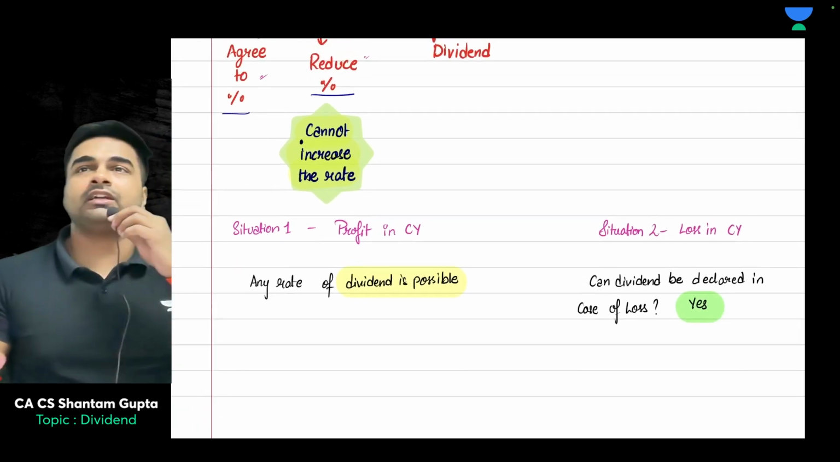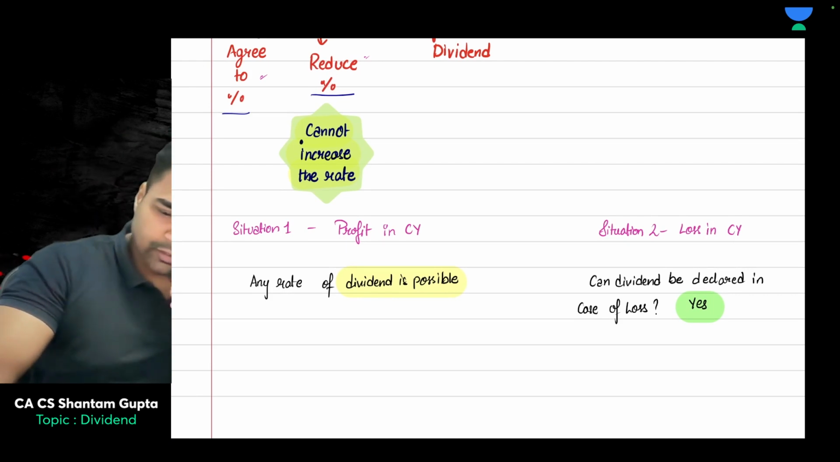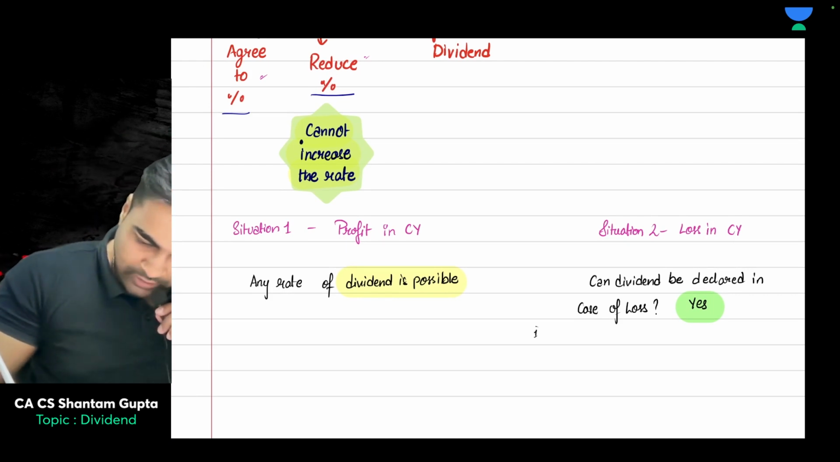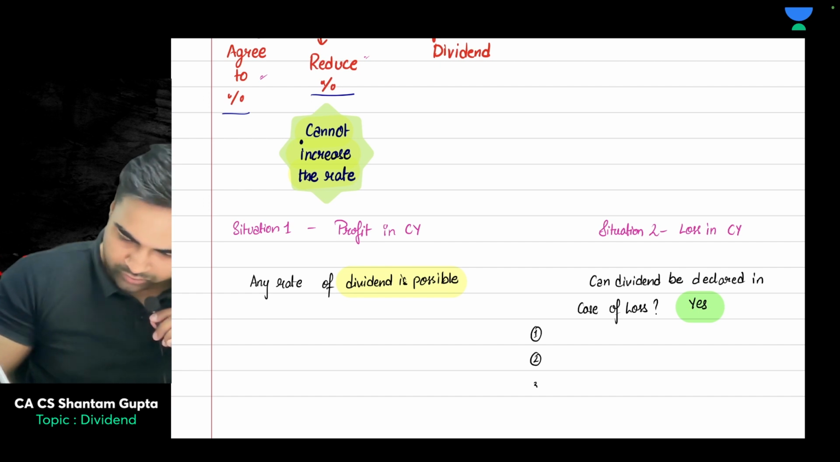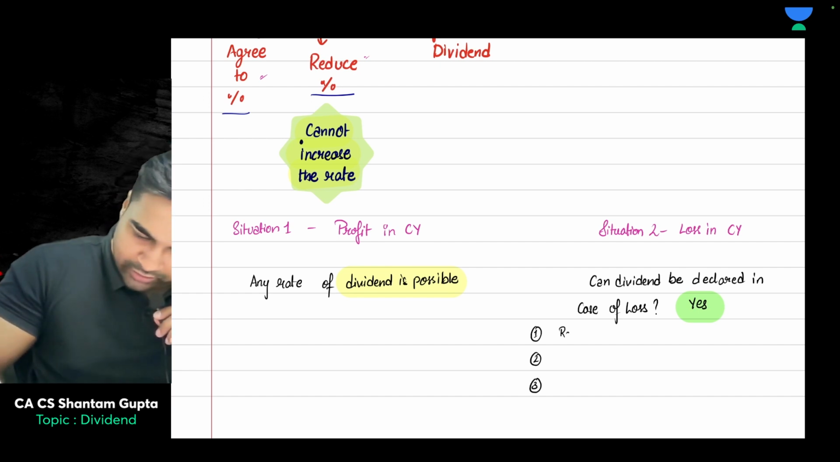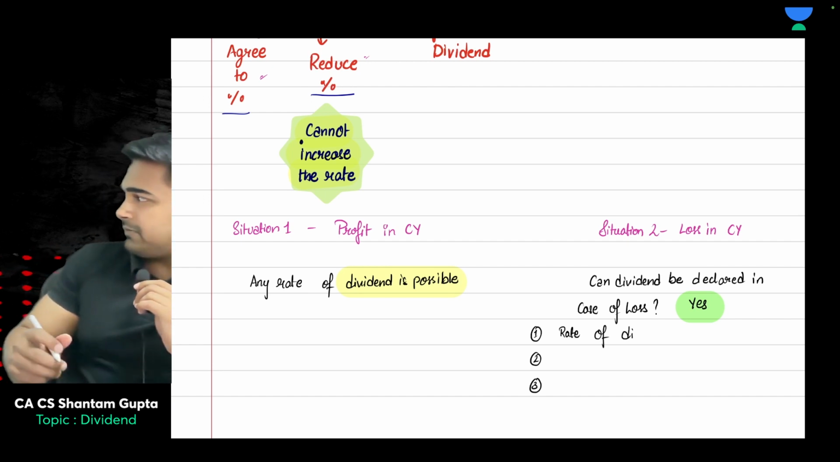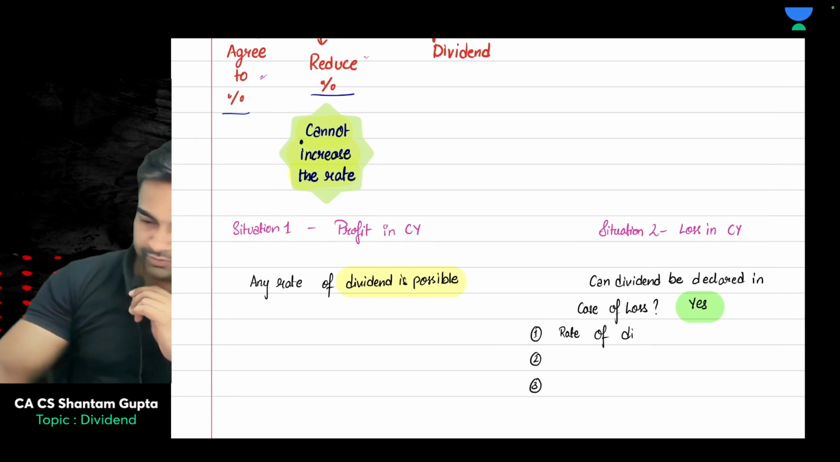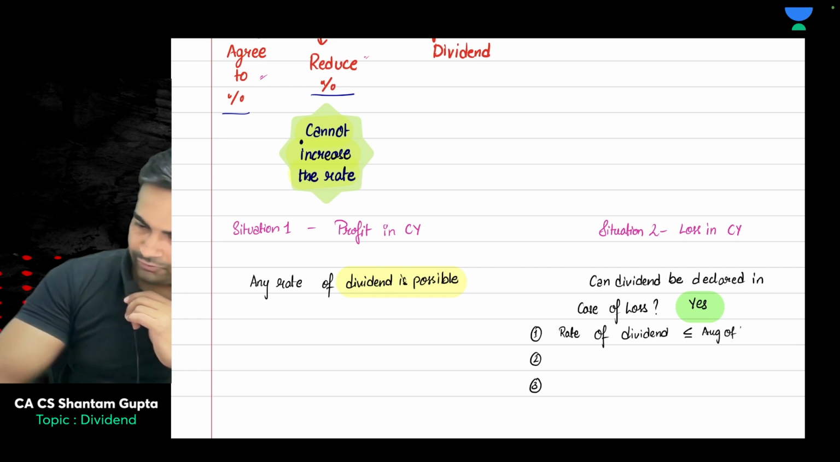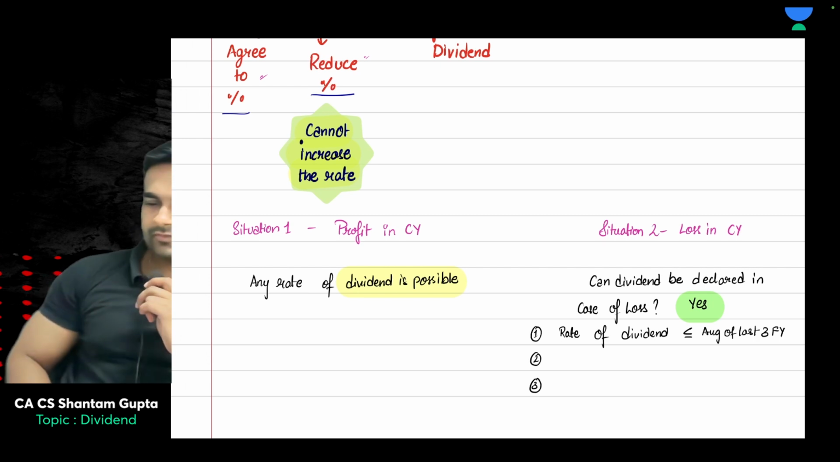Now there are three conditions for it. Condition 1: rate of dividend less than or equal to the average of the last 3 financial years.